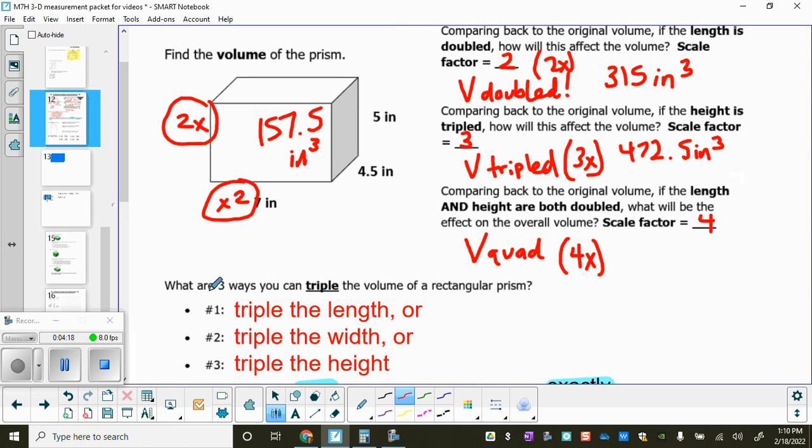So if I were to ask you guys just straight up, what are 3 ways that you can triple the volume of a rectangular prism?